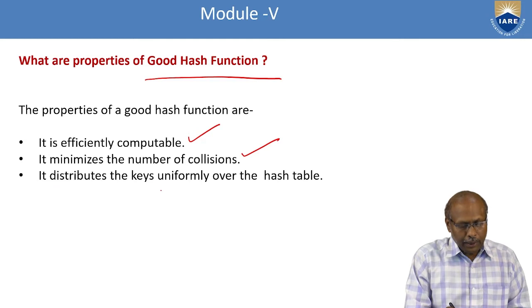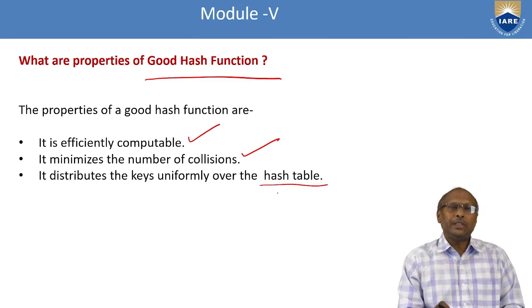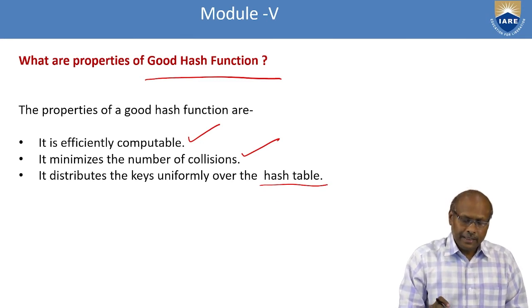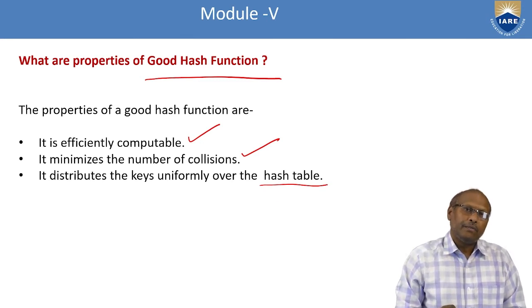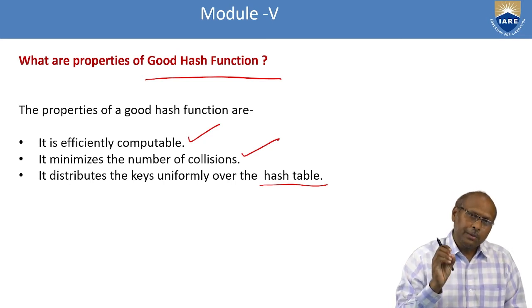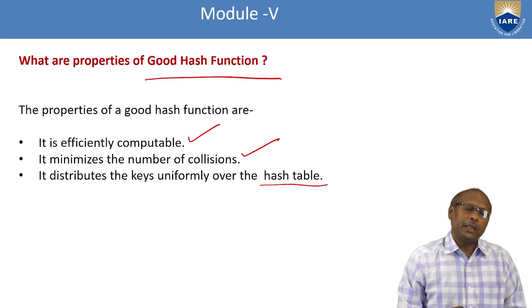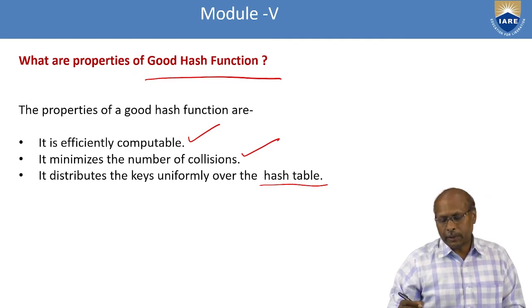Third one, it distributes the keys uniformly over the hash table. So it must distribute the keys in such a way that with less effort you can retrieve the data. It must have a distribution of keys in a proper way. So these are the three important points you should remember for a good hash function.